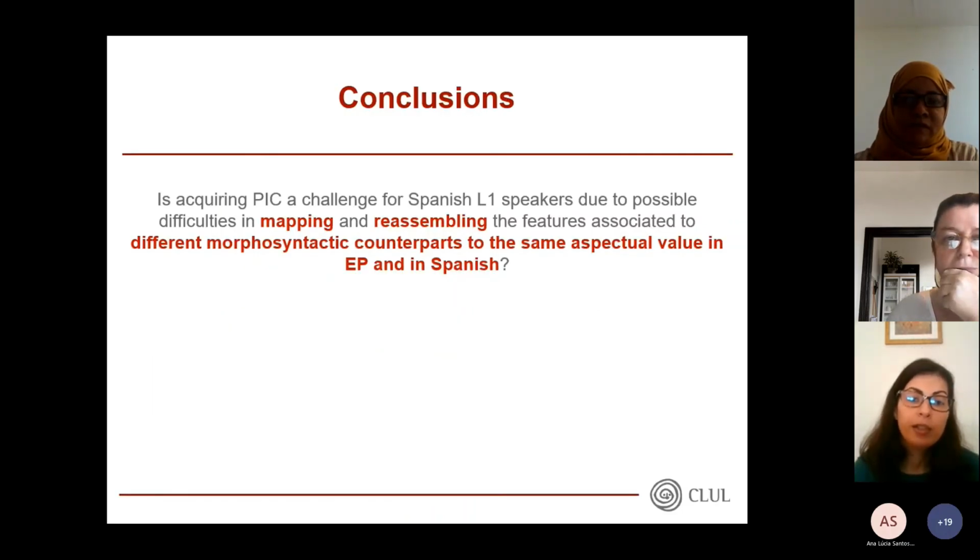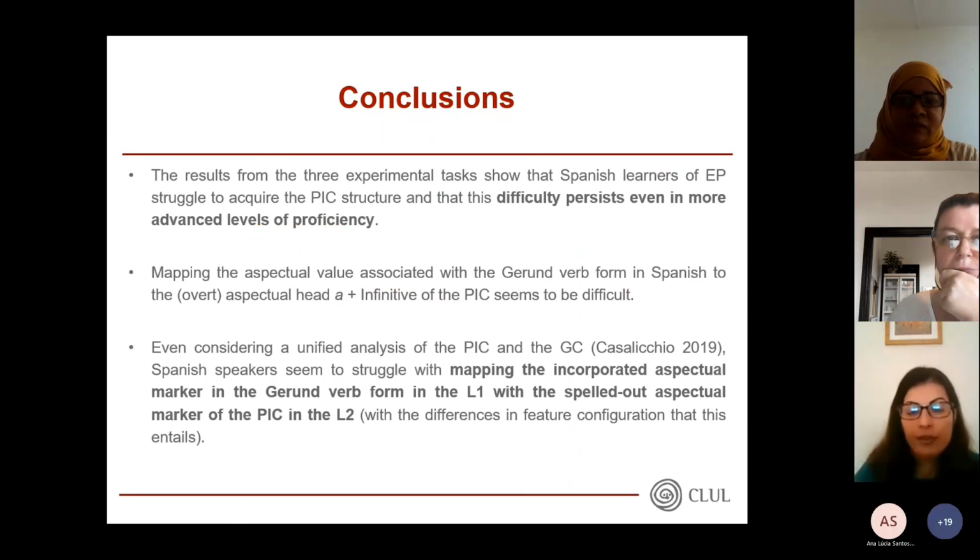So to conclude, I would just show again our research question. And the main conclusions that we can draw from our data is that the 3 experimental tests have shown that Spanish learners of Portuguese struggle to acquire the PIC structure, and this difficulty persists even in more advanced levels of proficiency. It seems that mapping the spectral value associated with the gerund verb form in Spanish to the overt spectral heads a plus infinitive of the PIC seems to be difficult.